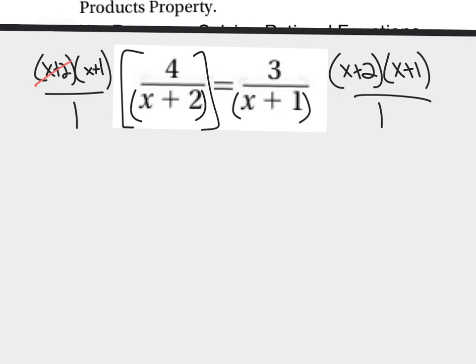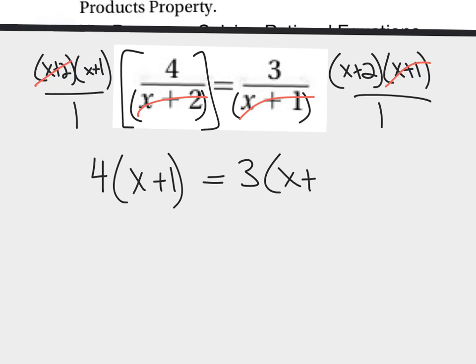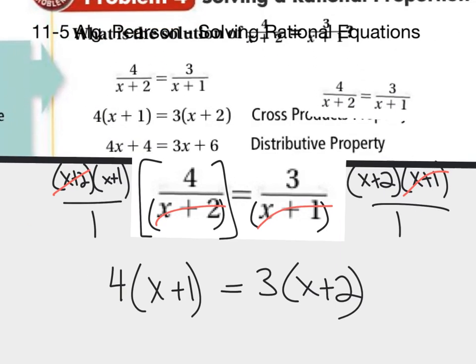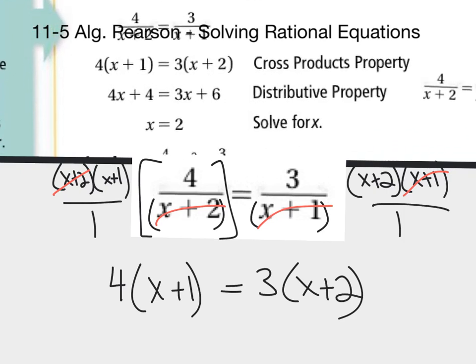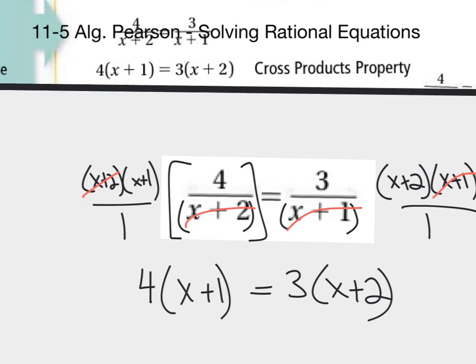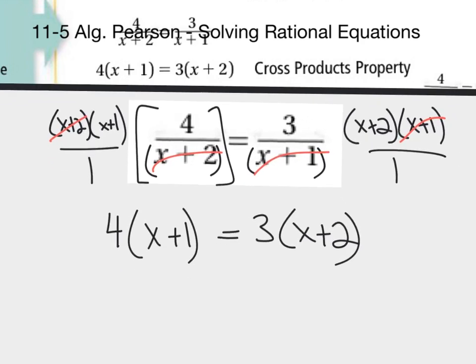And then on the left side, the x plus 2's will cancel. On the right side, the x plus 1's will cancel. And then I'm going to rewrite this just to have the monomial in front of the binomial. So that'd be 4 times the quantity x plus 1, and then 3 times the quantity x plus 2. And if you'll notice in your book, they have the same thing, which is what I've talked to you guys about before. When you're doing cross multiplication, this is really what's happening.